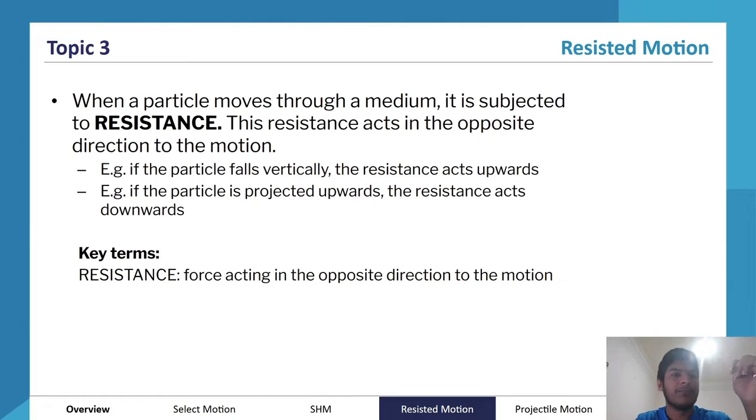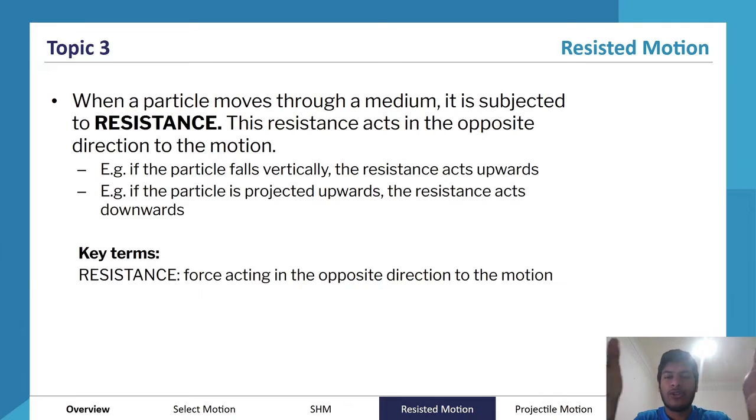I enjoy it. When a particle moves through a medium, it is subjected to resistance. The resistance acts in the opposite direction to the motion. E.g., if the particle falls vertically, the resistance acts upwards. If the particle is projected upwards, the resistance acts downwards.